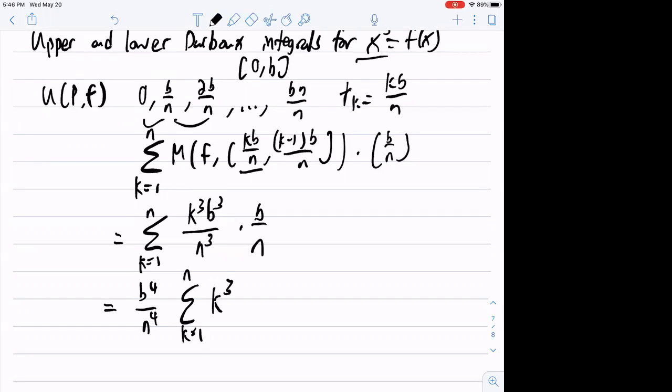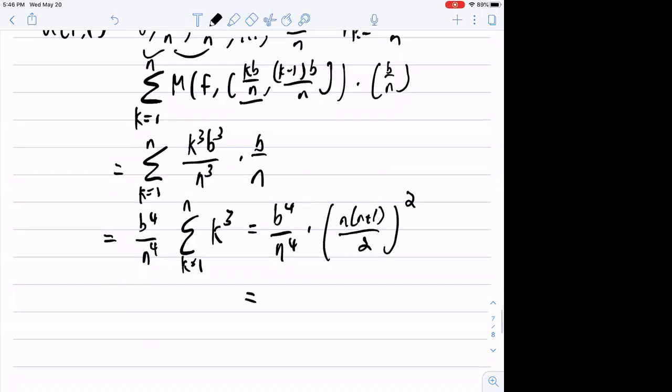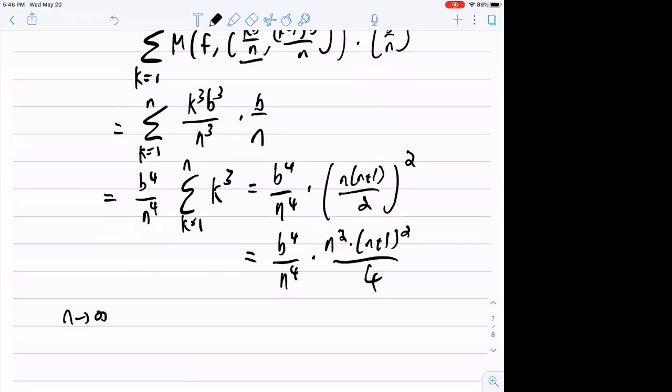And again, there's a famous formula for this. Just look it up online if you forgot. But it turns out to be n times n plus 1 over 2, squared. So this is b to the fourth over n to the fourth times n squared times (n plus 1) squared over 4. Now, when n goes to infinity, I'm taking the partition P_n, whatever n is, and I take n to infinity, this thing goes to b to the fourth over 4, right?